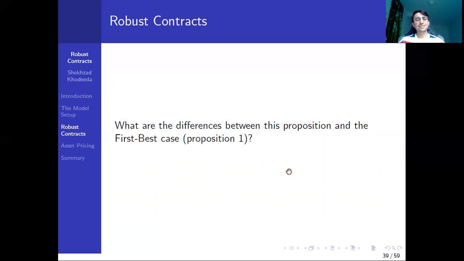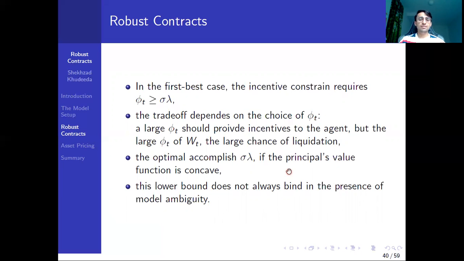So let's see what the differences are between this proposition and the first best case proposition. In the first best case, the incentive constraint requires this condition. That's why we didn't consider it. And the trade-off depends on the choice of the optimal sensitivity. A larger optimal sensitivity should provide incentives to the agent, but the larger the volatility term of the optimal sensitivity of the continuation value, the larger the chance of liquidation. In finance, we say that the higher the volatility or diffusion term, the higher the risk.